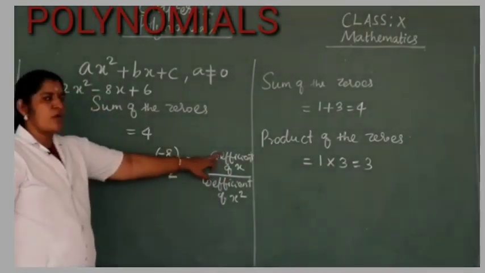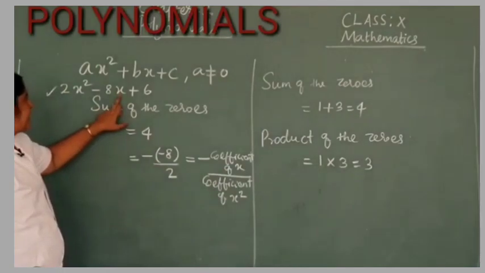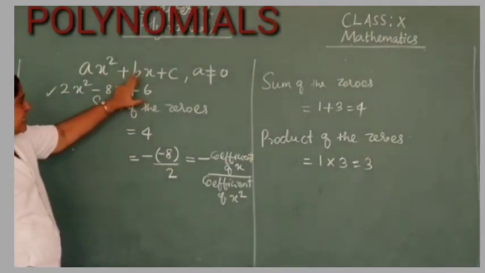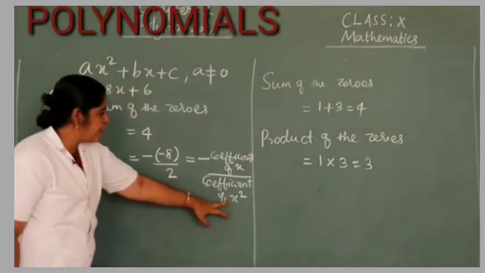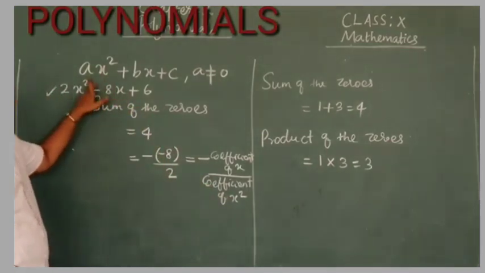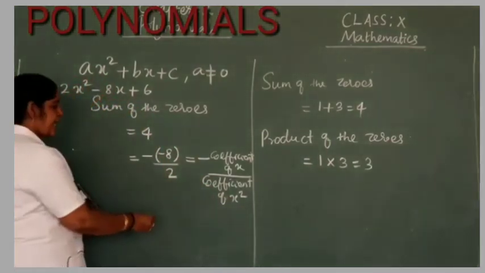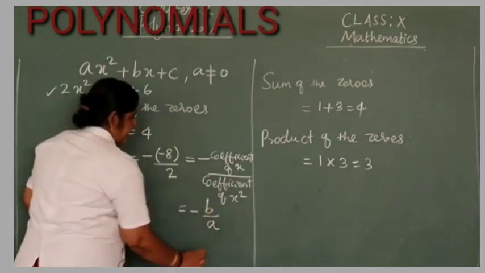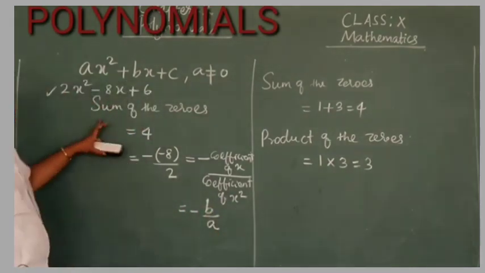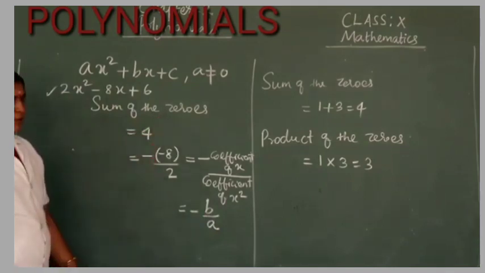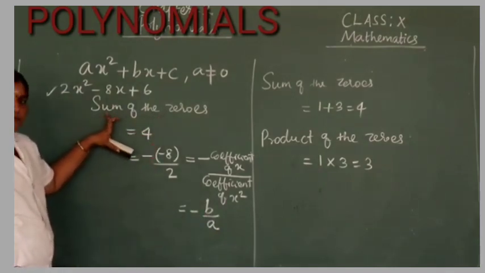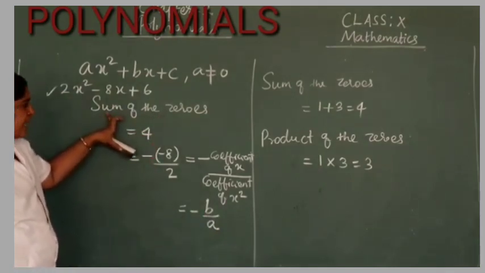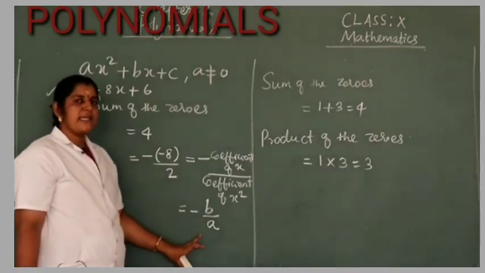What is the coefficient of x? You know that it is equal to b in general form, and the coefficient of x square in general form is a. So we can write this as minus b by a. So this is the relation to find the sum of the zeros. If you need to find the sum of the zeros of a quadratic polynomial, the relation is minus b by a.